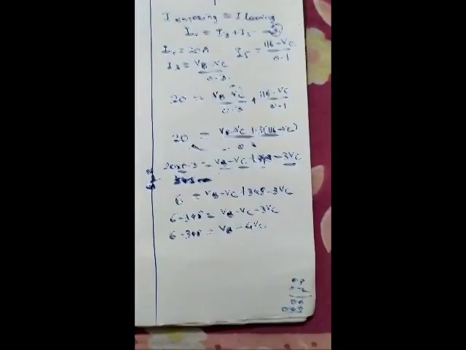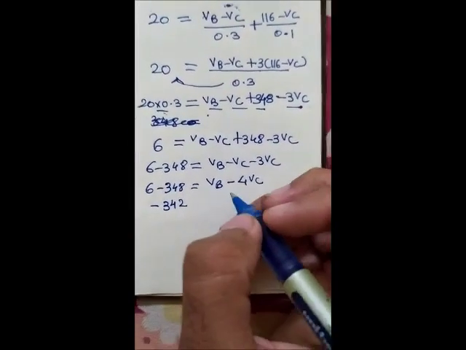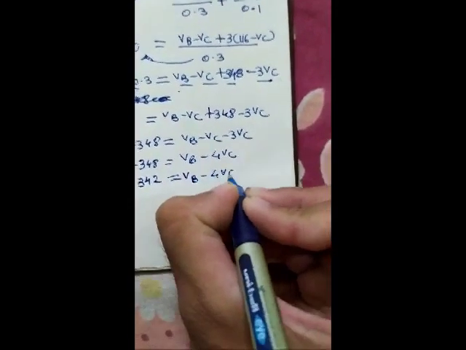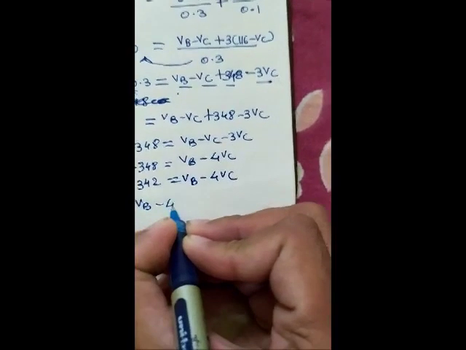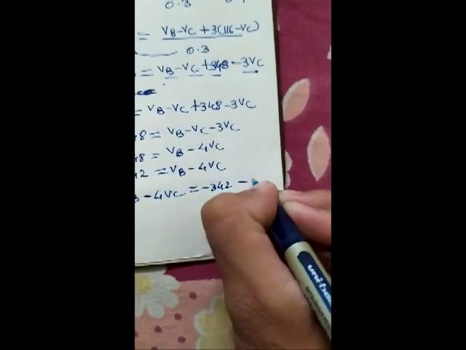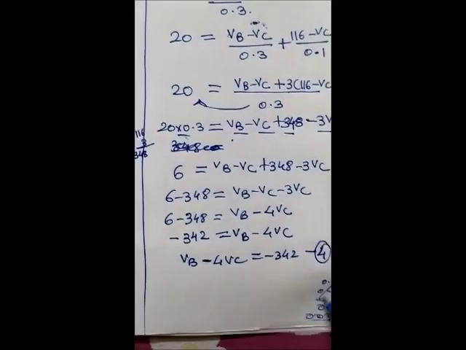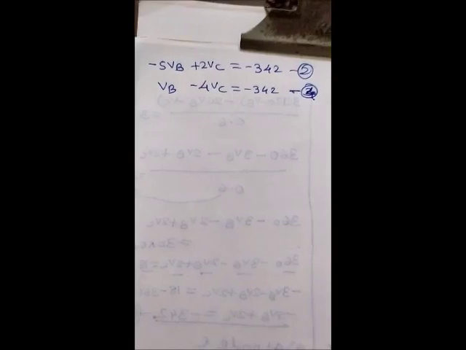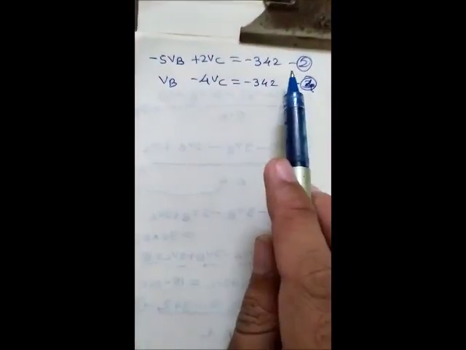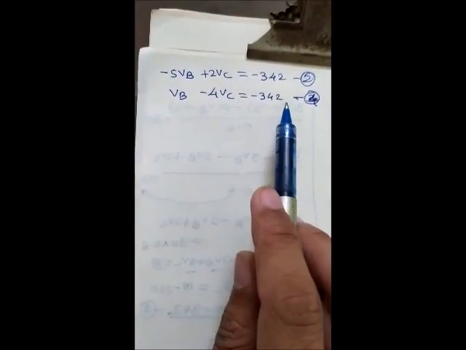Solve the subtraction: 6 minus 348 is minus 342, which is equal to VB minus 4 VC. That is VB minus 4 VC is equal to minus 342. This is equation number 4. I write down both the equations here. Equation number 2 is minus 5 VB plus 2 VC is equal to minus 342, and VB minus 4 VC is equal to minus 342.